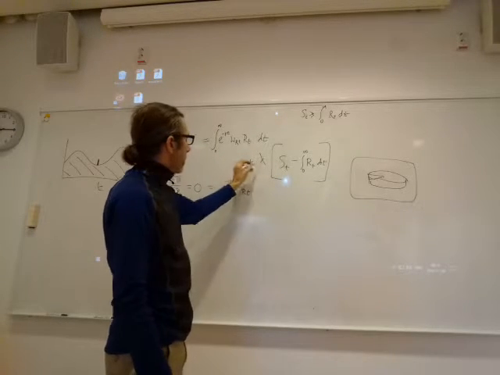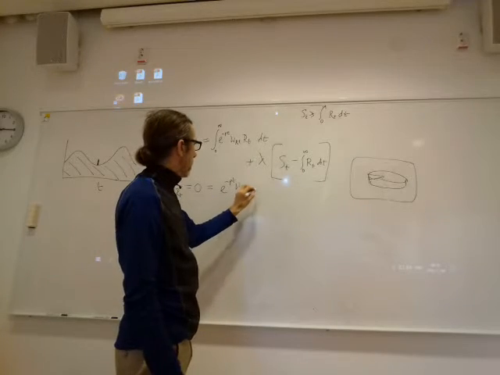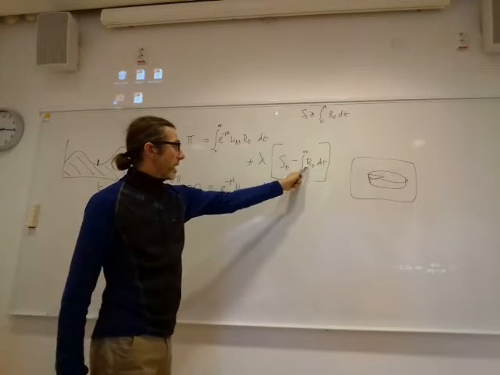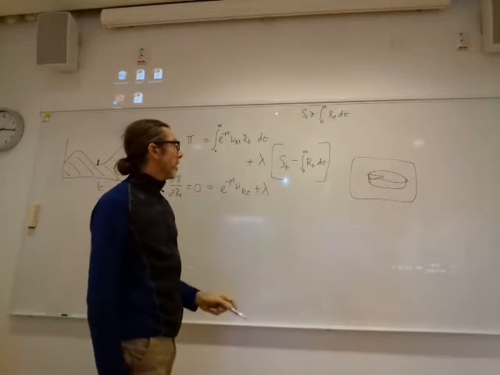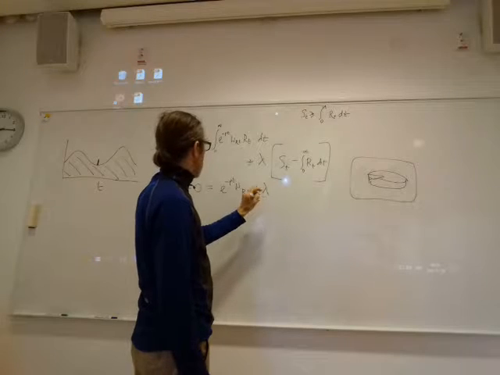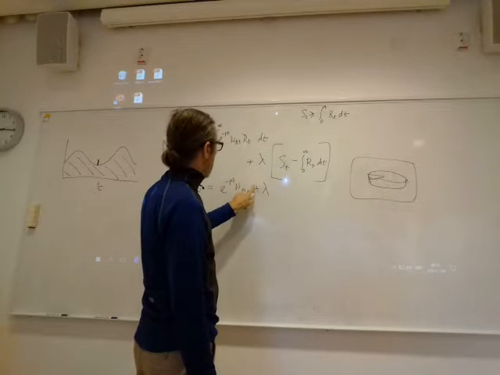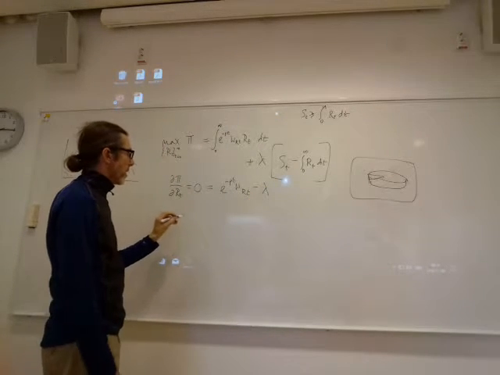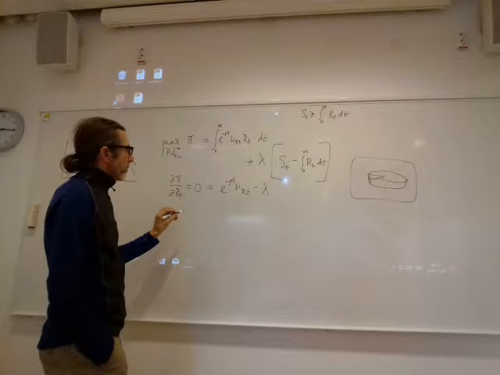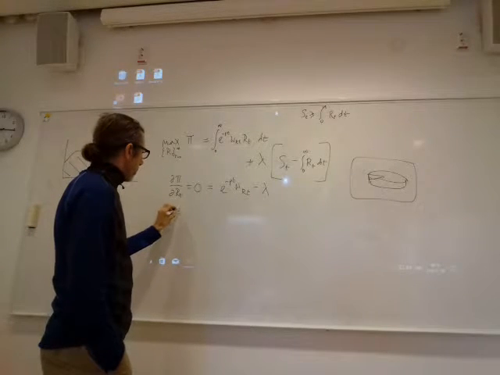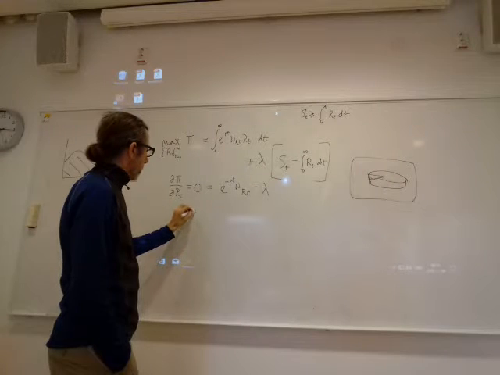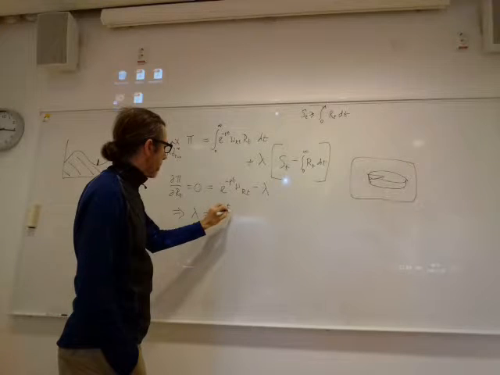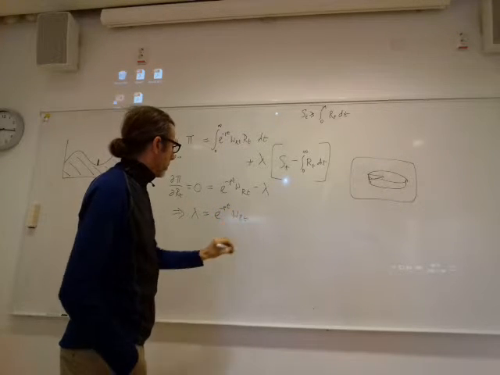So I got the sign wrong here. Plus lambda. And this one, when we differentiate with respect to R_t, just goes to 1, yeah? No. Yeah, I changed this, so now it's minus lambda. Okay, so lambda is e to the minus rho t W(R_t).